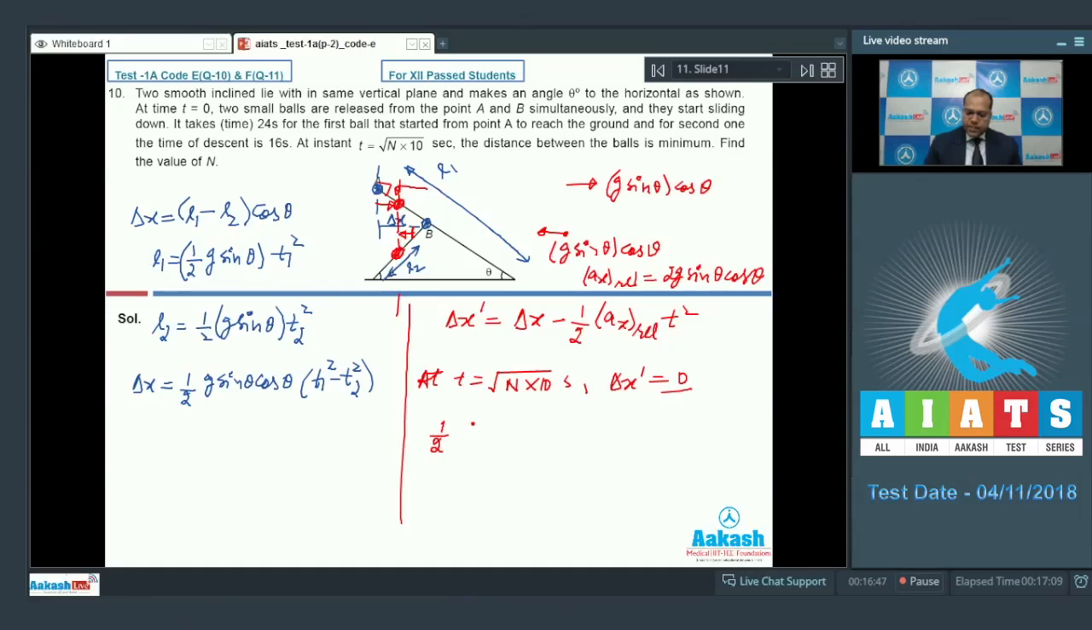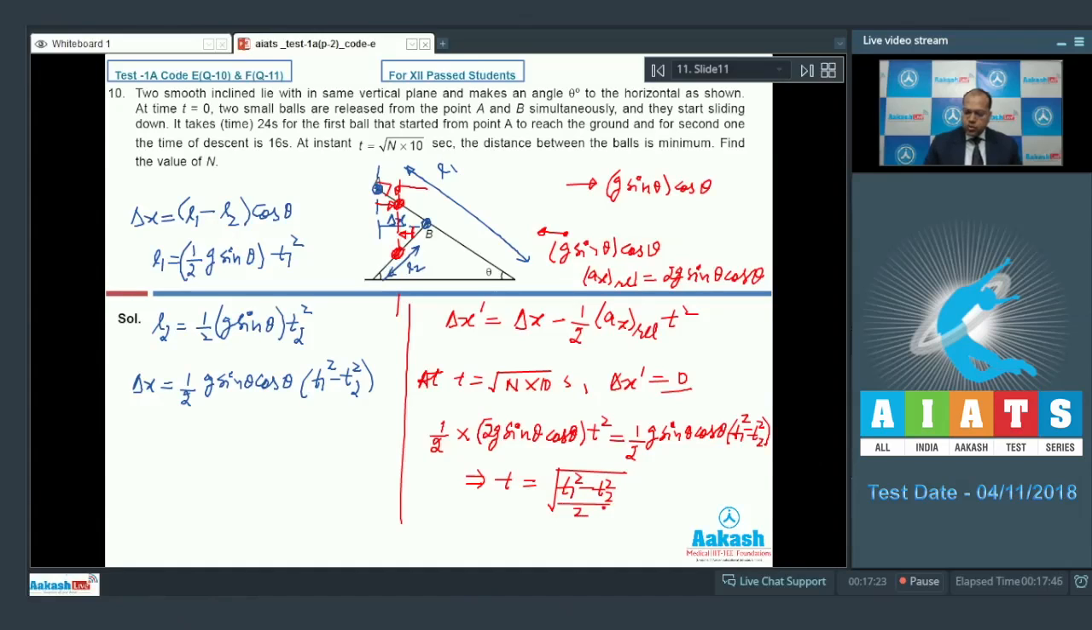So half a_x relative, that is 2g sin theta cos theta into t square, is equal to delta x, that is equal to half into g sin theta cos theta into t1 square minus t2 square. So on solving this, the value of t comes out to be root of t1 square minus t2 square by 2.